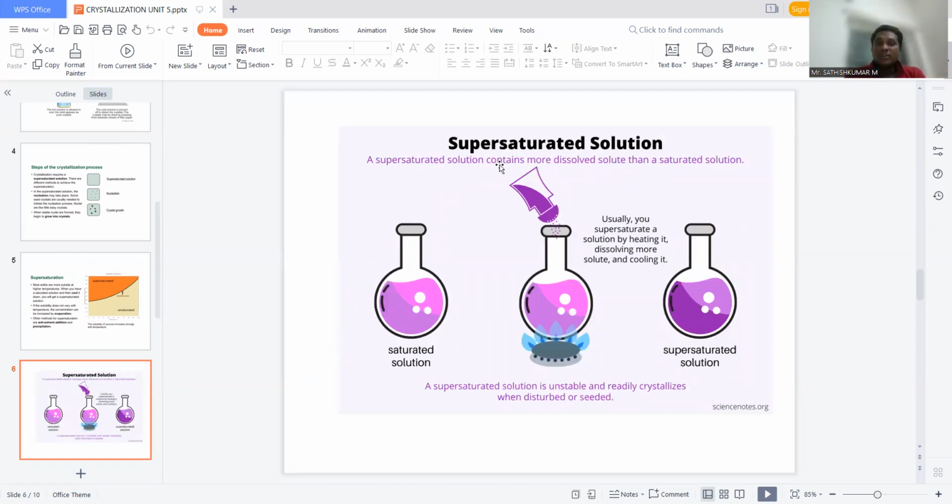A supersaturated solution contains more dissolved solute than a saturated solution. Usually we prepare a supersaturated solution by heating, dissolving more solute and cooling it. This is the process to get the supersaturated solution. A supersaturated solution is unstable and readily crystallizes when disturbed or heated.